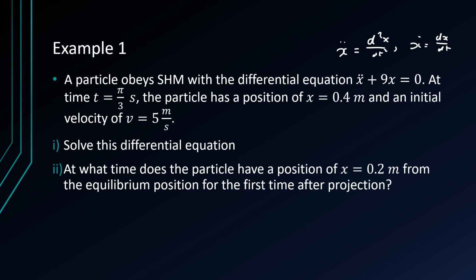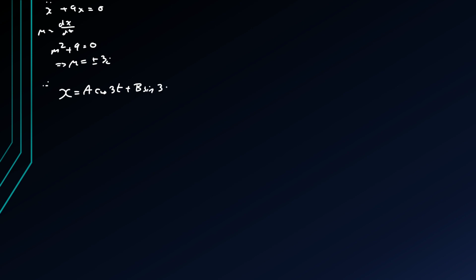So, the first thing we're told is to solve the differential equation and to find the time that the particle has a position of 0.2 meters from the equilibrium position for the first time. So, I'm just going to start the solution now. First, I'll write down that this is x double dot plus 9x equals 0. If we let m equal dx dt, then m squared plus 9 is 0, and so m is plus minus 3i. Therefore, we can say that the general solution is x equals a cosine 3t plus b sine of 3t.